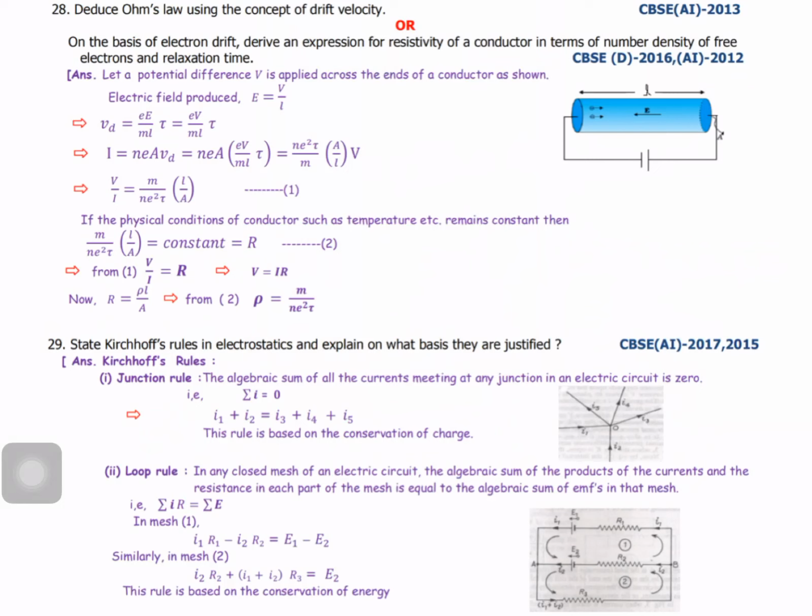Suppose the current flows clockwise, take it as positive; anticlockwise, take it as negative. So I1 R1 is plus, but I2 R2 is opposite to the first case, so minus I2 R2. The same way, potential E1 is opposite to E2, so minus E2. Similarly, in mesh 2, you can see I2 R2 plus the total current I1 plus I2 into R3 equals E2. So this rule is based on the conservation of energy.